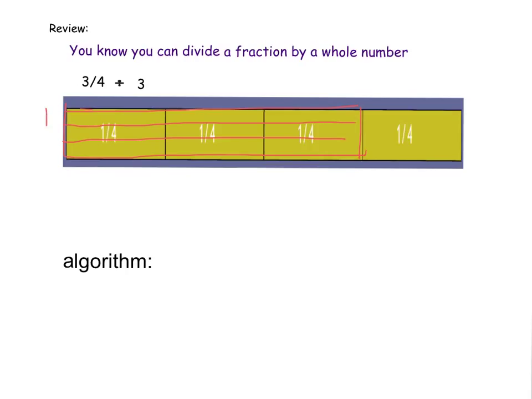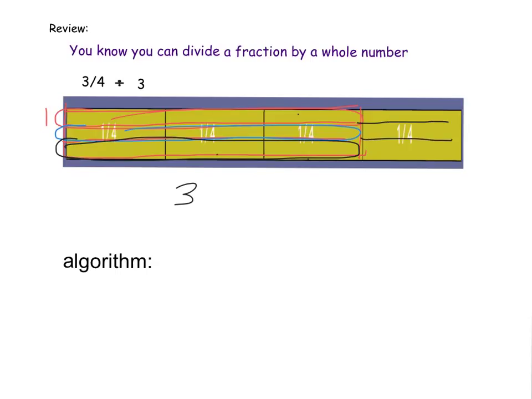So the first person would get this amount, the second person would get this amount, and the third person would get this amount. Each person is getting 3 pieces of the total, 1, 2, 3, 4, 5, 6, 7, 8, 9. We have to split this as well, 10, 11, 12. So 3/12. 3 goes into both of those, so 3 divided by 3 is 1, and 12 divided by 3 is 4. So each person got 1/4 of the pan.